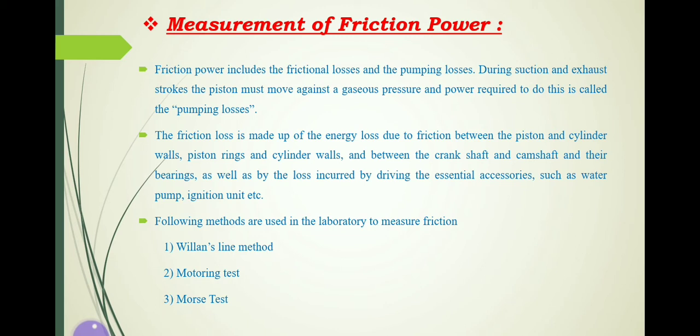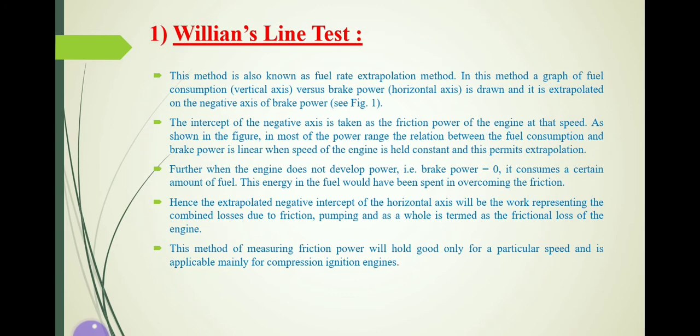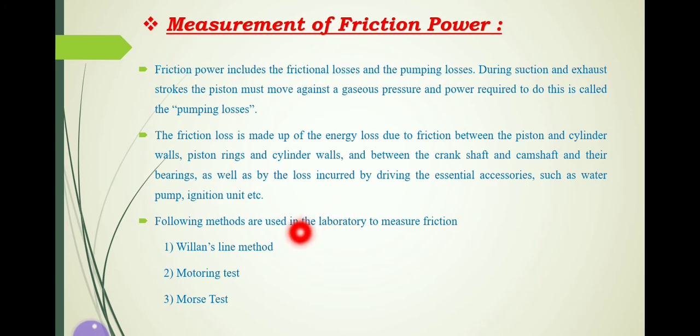because of the friction. So if we have to measure the amount of indicated power, how can we measure it? We can measure the brake power by using the dynamometer. But how can we measure the indicated power? So for measuring the indicated power, we have to measure the friction power, and we'll see how this friction power is going to be measured. For measuring this friction power, three types of methods are going to be used. First one, Williams line method, second one, motoring test, and third one, Morse test.